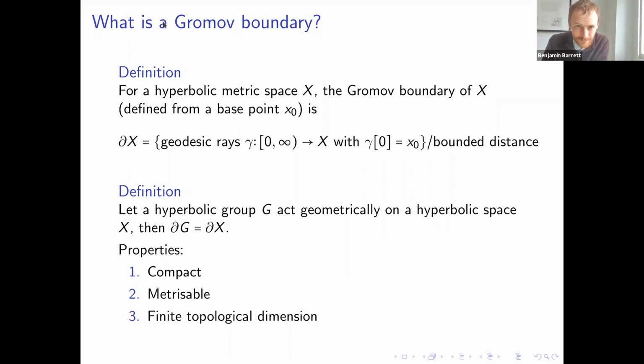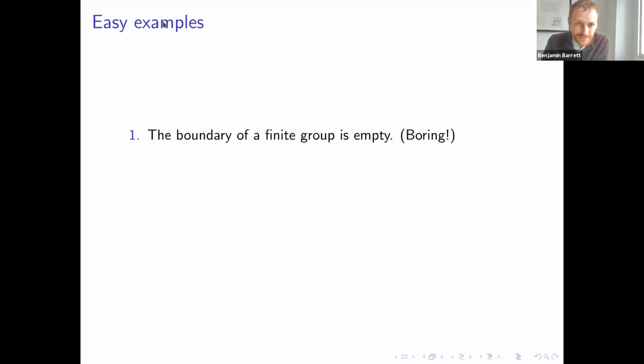Now let's see some easy examples of hyperbolic groups. First of all, the boundary of any finite group is empty. Obviously that's boring. A finite group acts geometrically on a bounded set, and there aren't any geodesic rays in a bounded set. So the boundary is empty. There's nothing in it, so that's not very interesting.